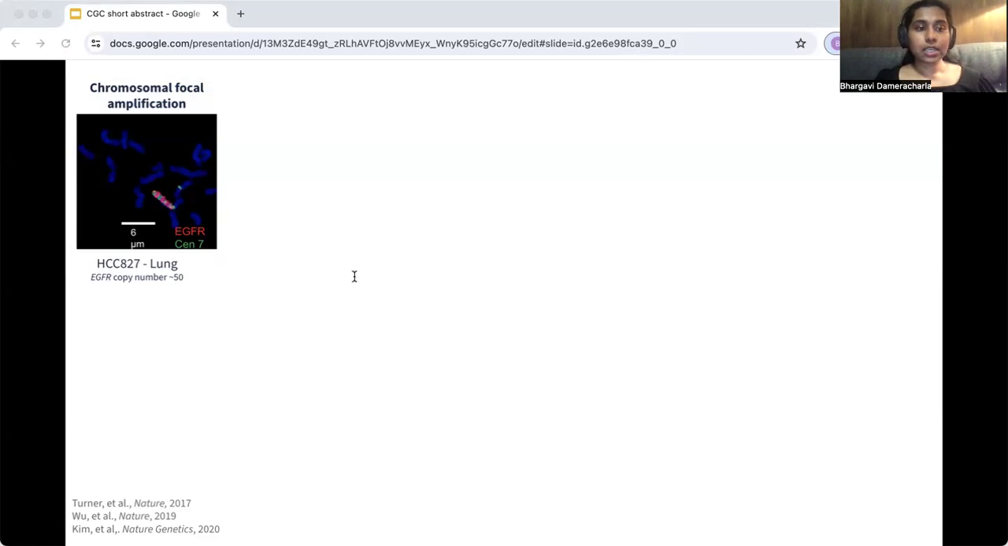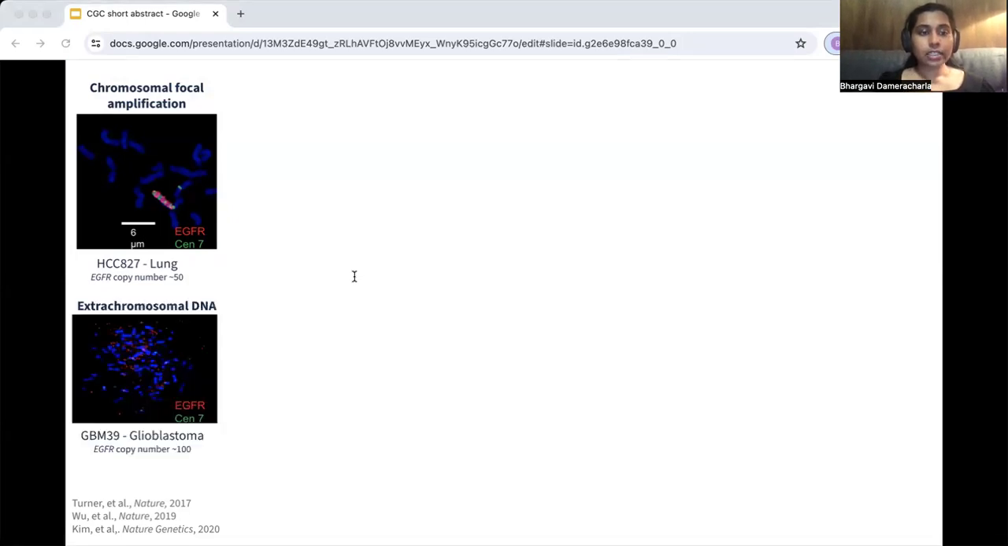On the left, we see a FISH image of a focal amplification of EGFR, and in the bottom, we see EGFR, but this time amplified through extrachromosomal DNA or ecDNA, which are segments of DNA that are not incorporated into chromosomes but exist independently within the cell.